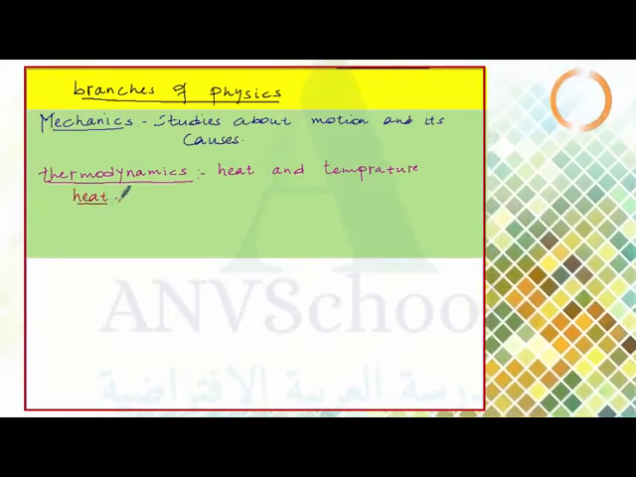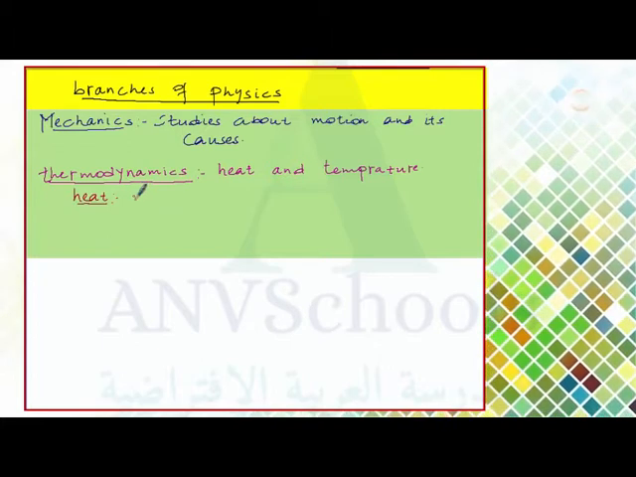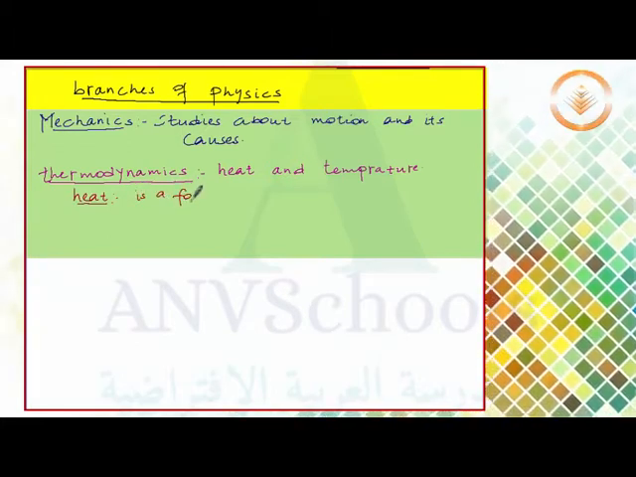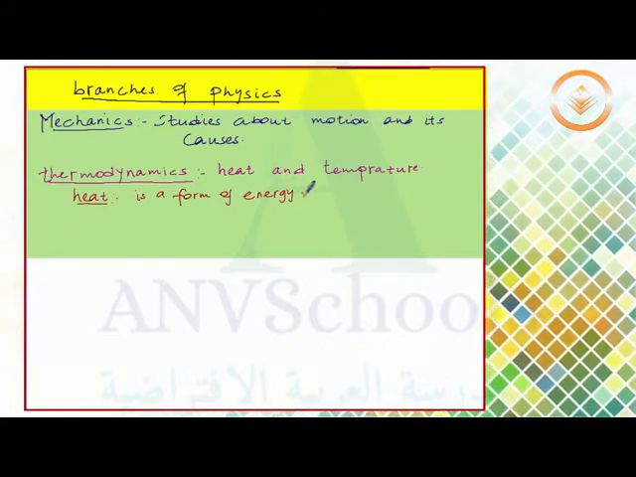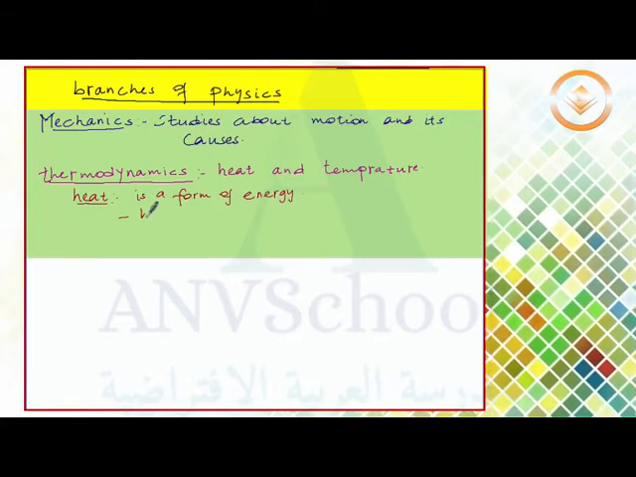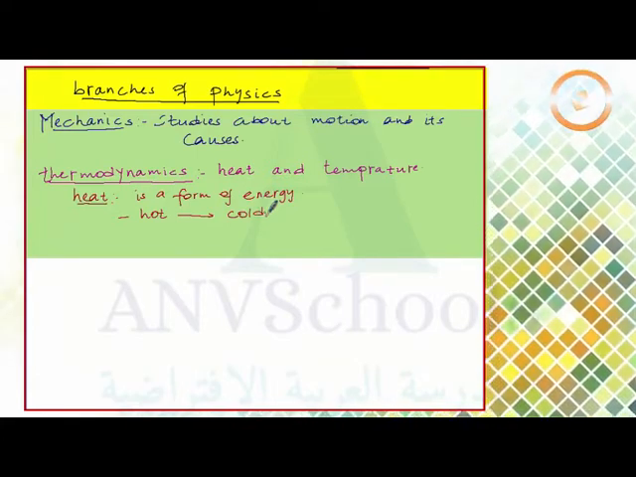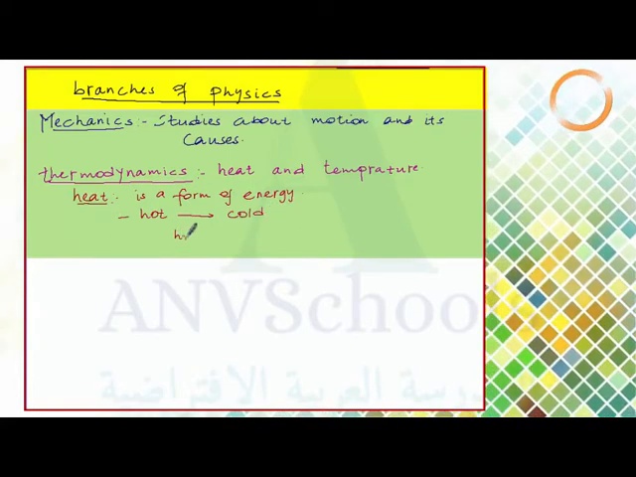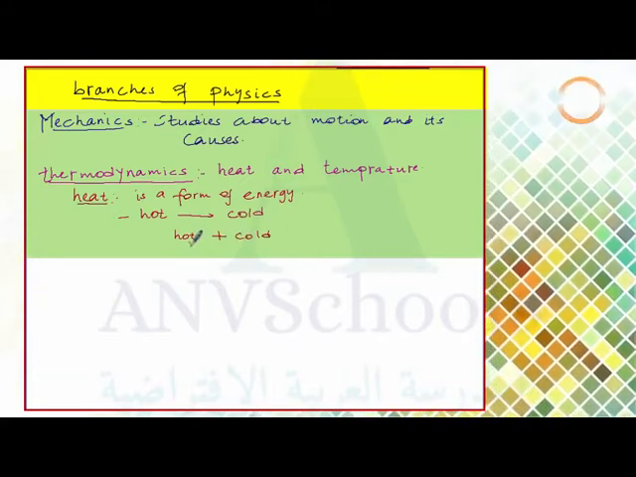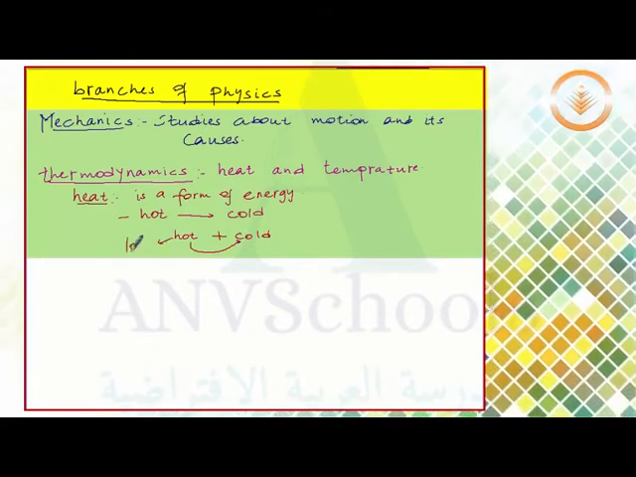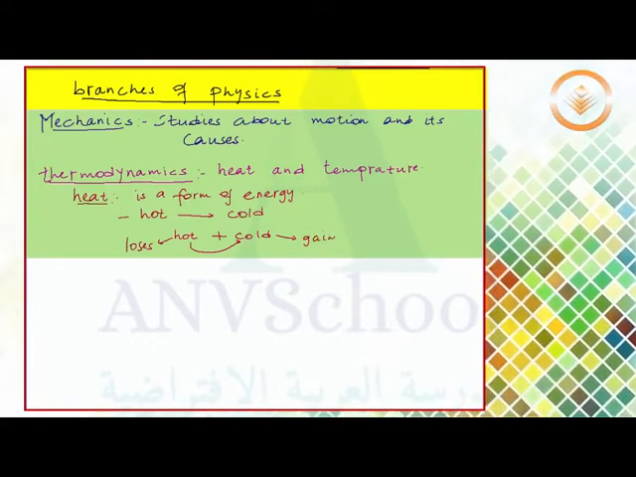When you say heat, we mean the amount of energy that transfers from a hot object to a cold object, or it is a form of energy. Don't forget that heat is the energy that transfers from hot to cold object. The direction of heat flow is always from hot object to cold object. For example, when you put a hot object in contact with a cold object, the hot one loses heat, whereas the cold one gains heat until thermal equilibrium is established, until they have the same temperature.